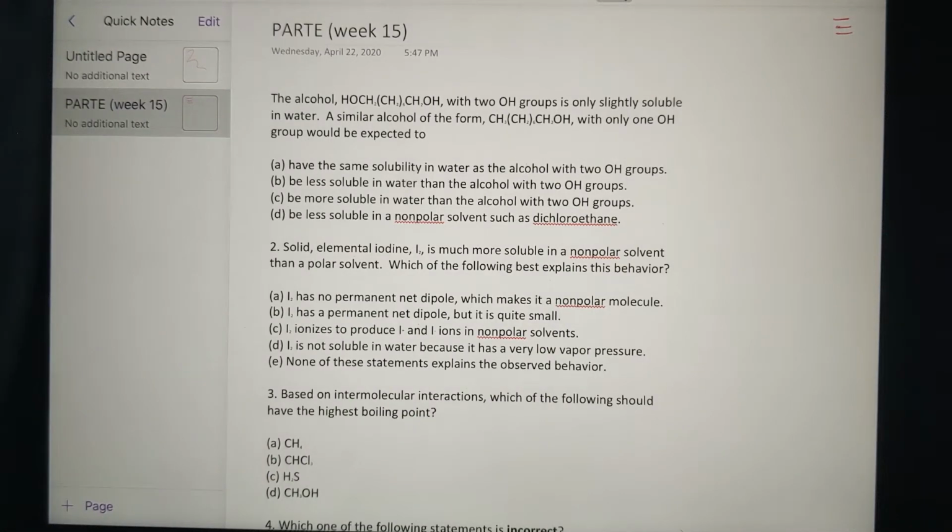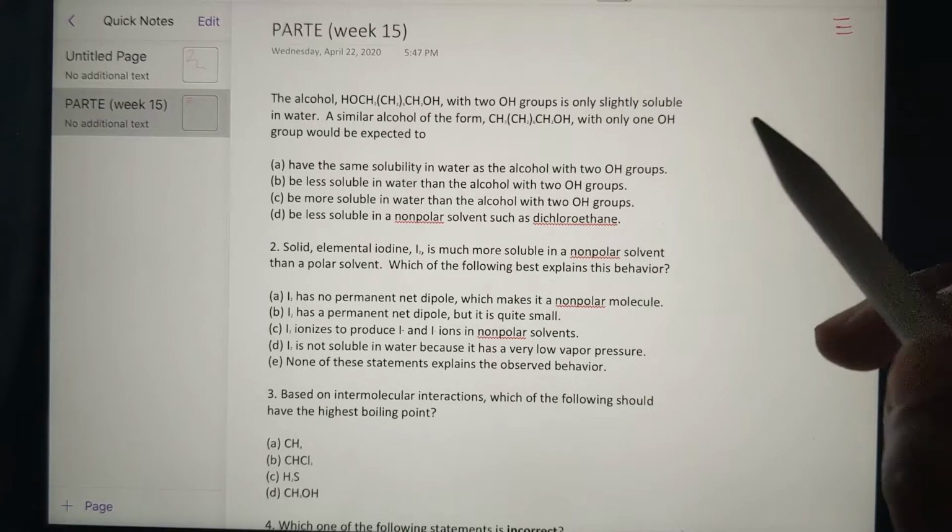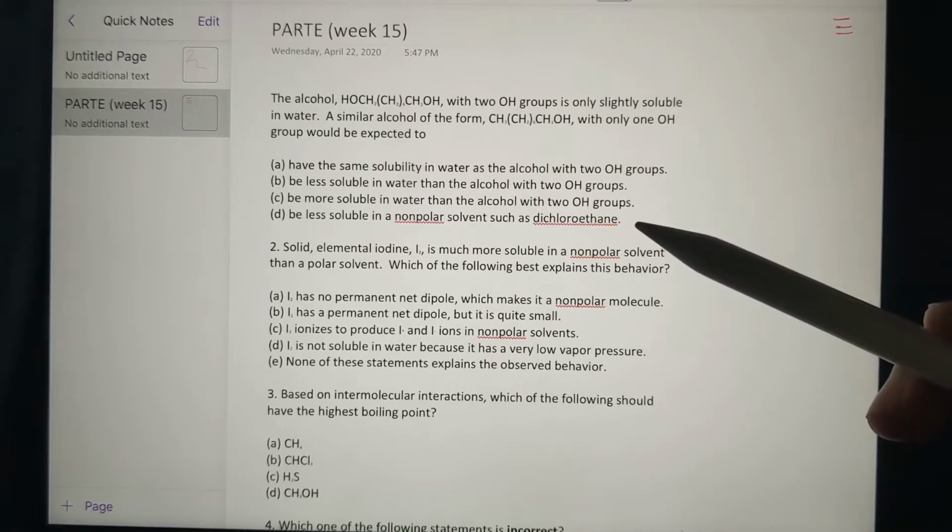Hello everyone, I'll be discussing the problems from the week 15 part A packet. This packet has questions based on concentration, boiling point, freezing point and intermolecular forces. So let's get started. The first question is based on solubility.